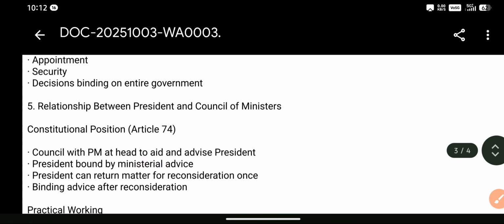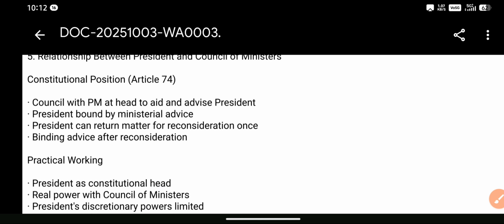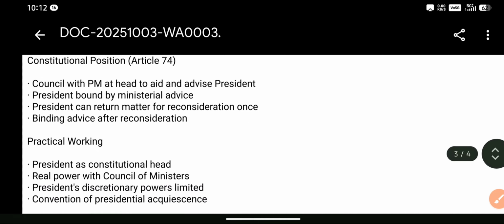Relationship between President and Council of Ministers. Constitutional position, Article 74. Council with PM at head to aid and advise President. President bound by ministerial advice. President can return matter for reconsideration once. Binding advice after reconsideration.